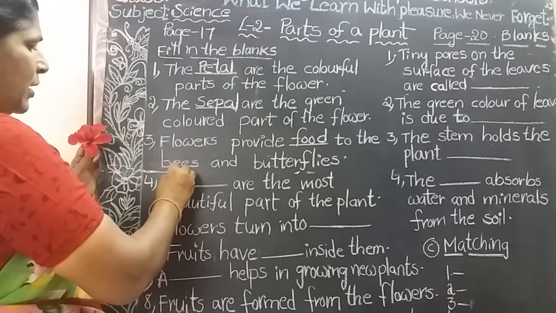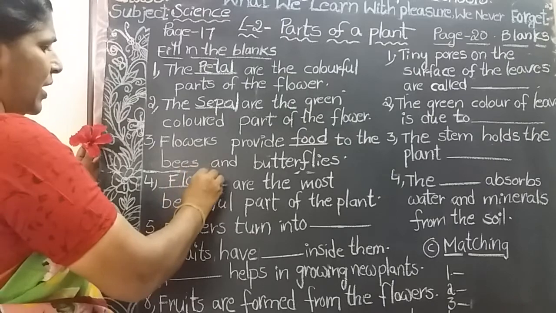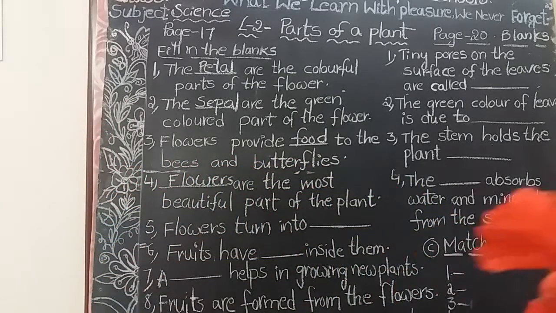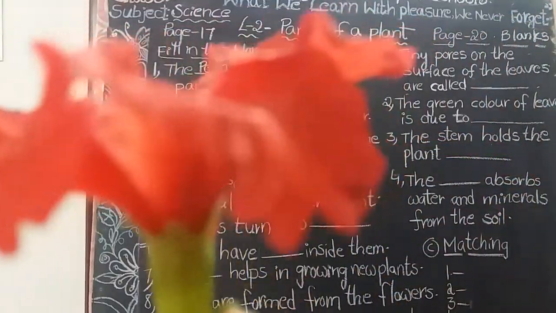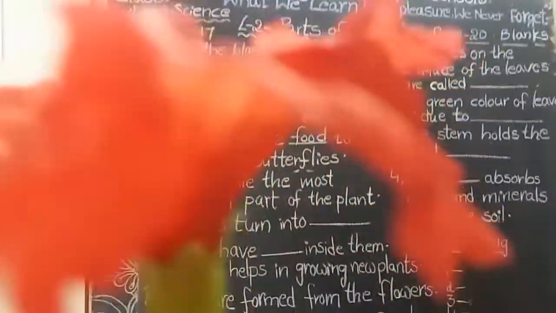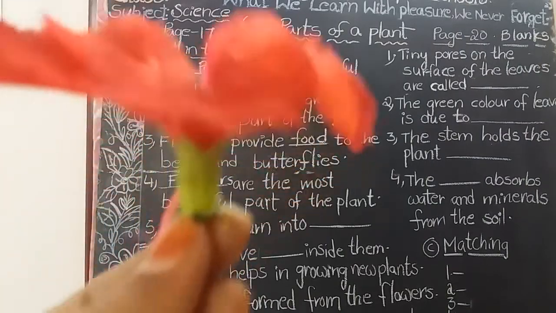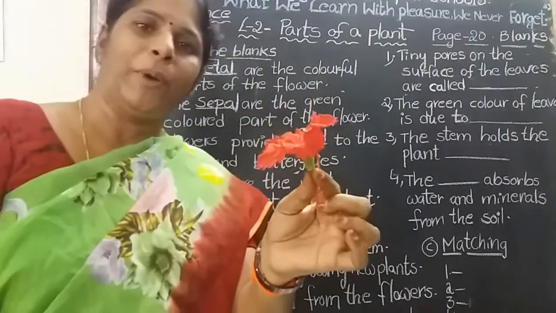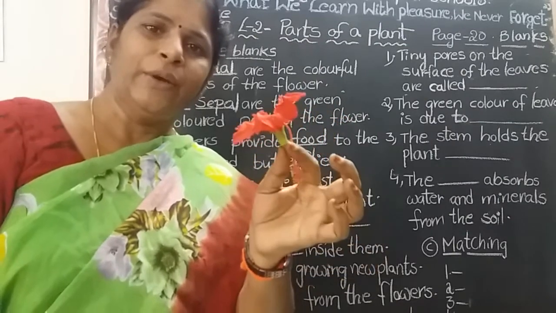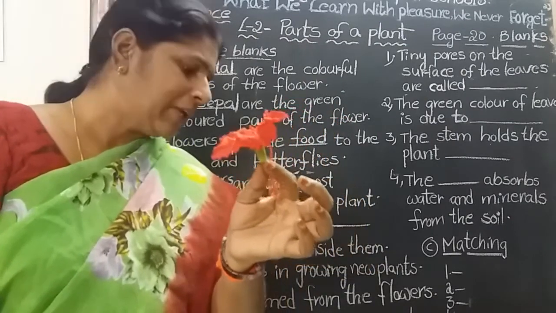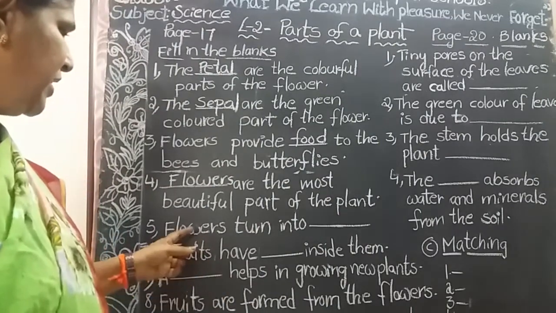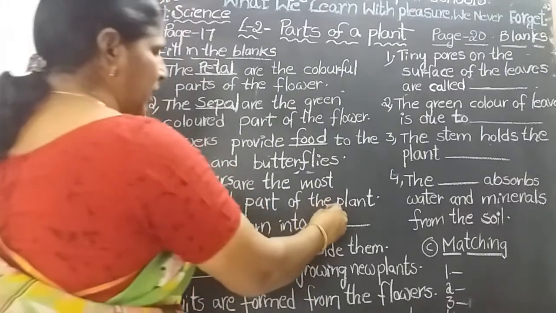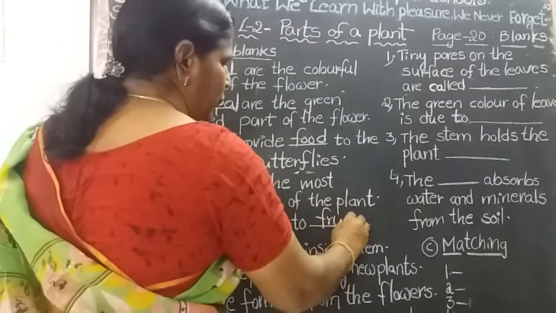So what is the answer here? Flowers. So flowers are the beautiful part of the plant. Is it clear, Amma? What is the beautiful part of the plant? Flower. Flower is the beautiful part of the plant. Okay, next, see here, flowers turn into fruit. So flowers change into fruit.